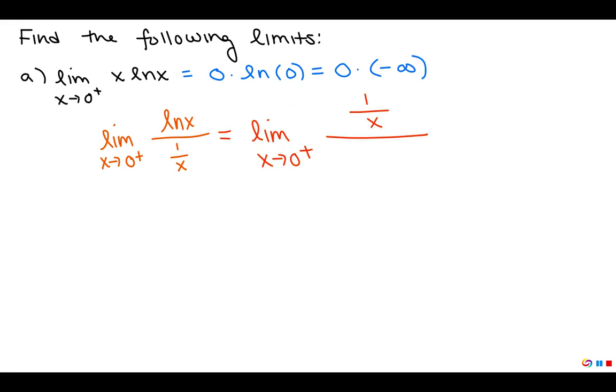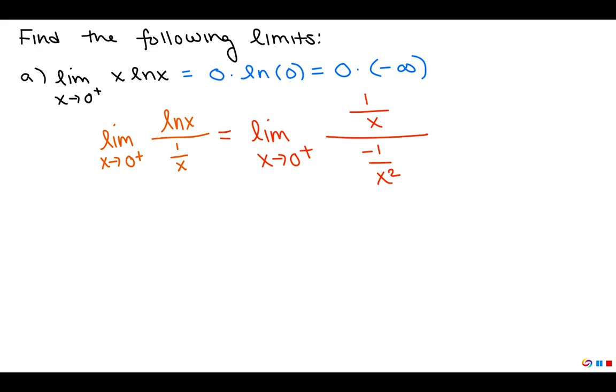So the top is ln x. The derivative of ln x is 1 over x. And then on the bottom I have a 1 over x. And the derivative of that is negative 1 over x squared. Again, we explained that earlier. The 1 over x is the x to the negative 1.